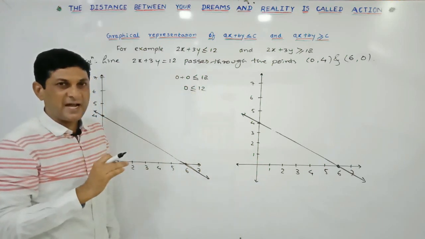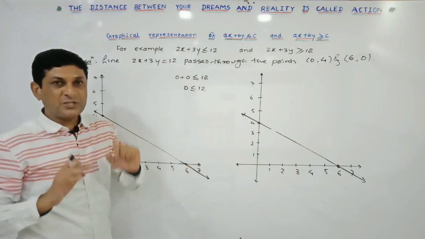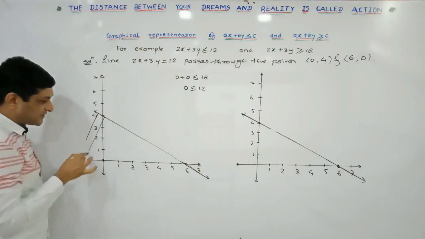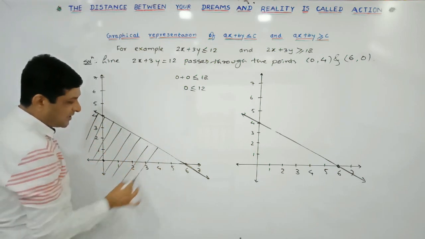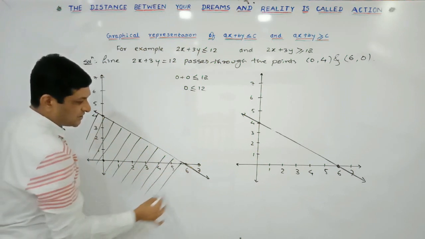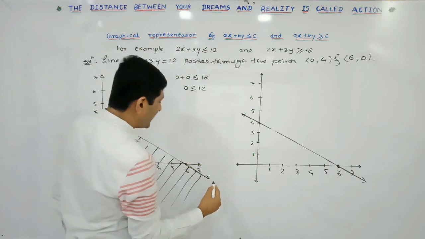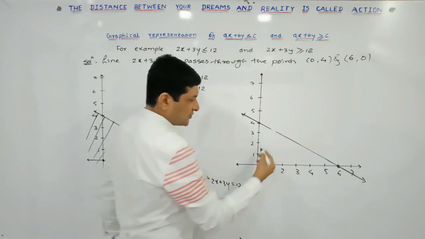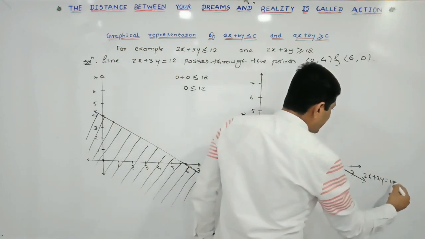Easily we can observe that the coordinate of origin satisfies this expression. That's why we can say that the origin side part will be the solution set. So this half plane will be our solution set, or we can say that the shaded portion in the figure is the solution set. And in this case, what is the equation of the line? 2x plus 3y equals 12. So here, always write down the equation of the line: 2x plus 3y equals 12.